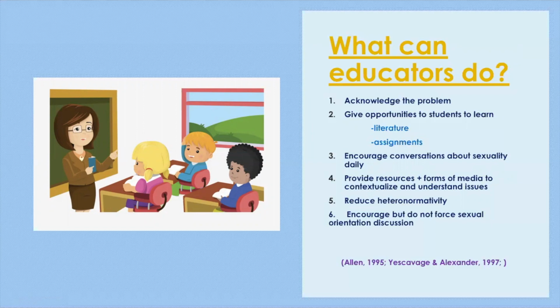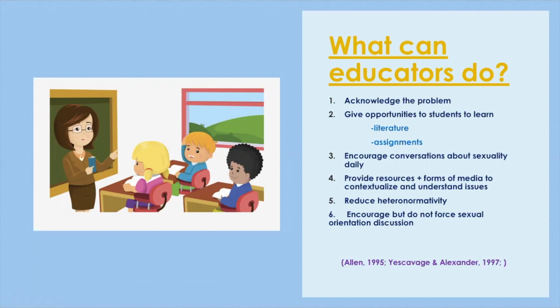Afterwards, you want to provide opportunities to students to learn about the LGBT community. So this can include literature and assignments that ask them to think critically about the community and what they know and what they don't know about it. Thirdly, you want to encourage conversations about sexuality and sexual orientation daily, not just when issues or problems arise, but integrate it into the activities and practices of a classroom to make it normal and destigmatized.